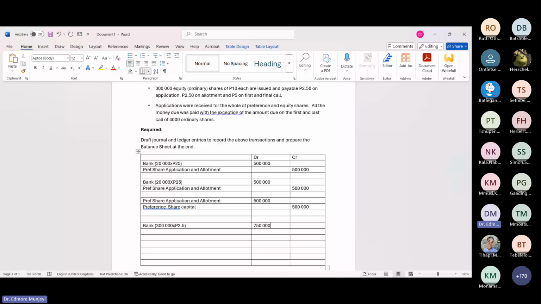So we're going to debit bank with 750,000, and the reason I'm putting this as ordinary share application and allotment is that I'm trying to differentiate the two. Yesterday we only had one type of share, ordinary share, which is why we used ordinary share capital. But in this case, we have two shares: preference share capital and ordinary share capital.